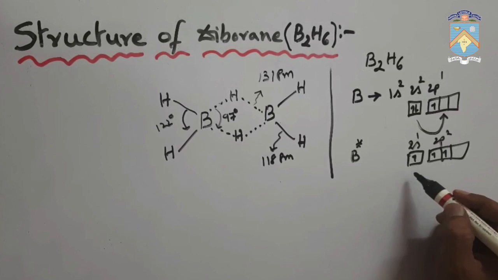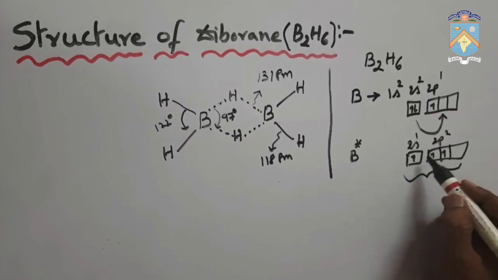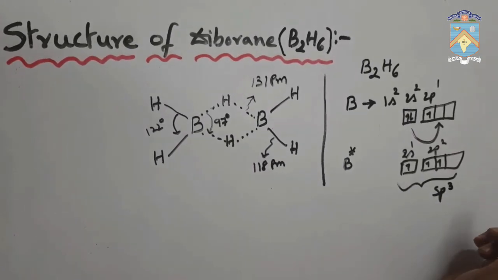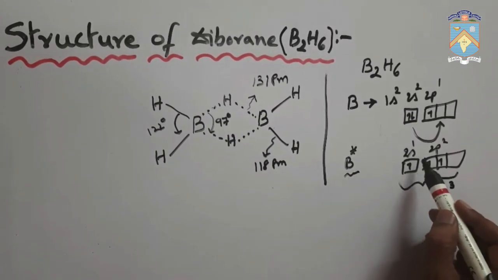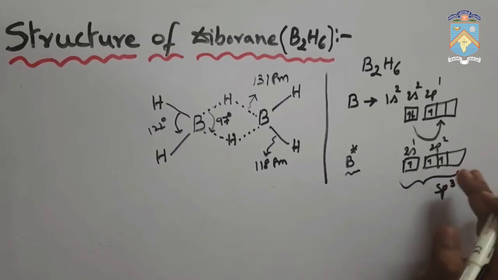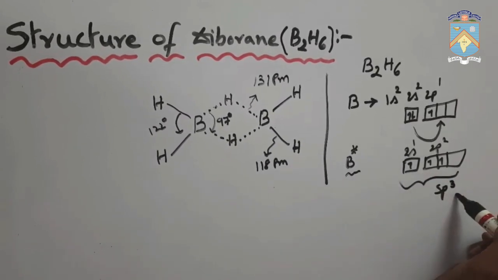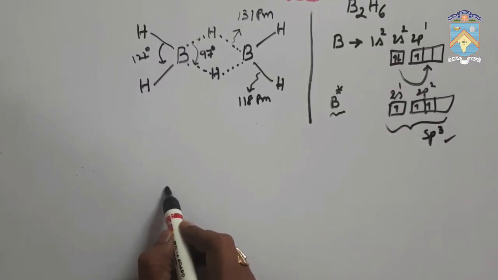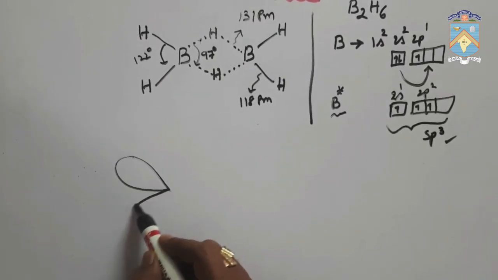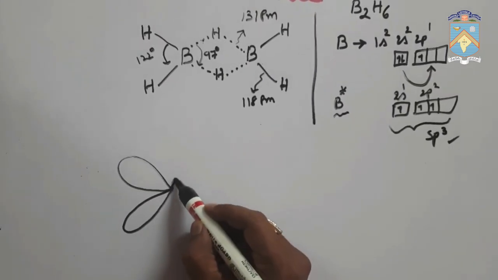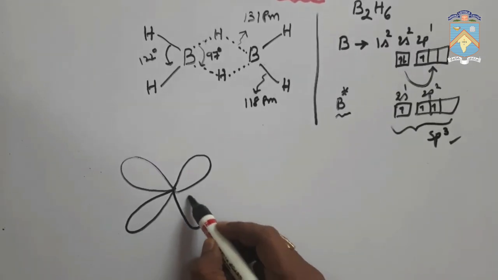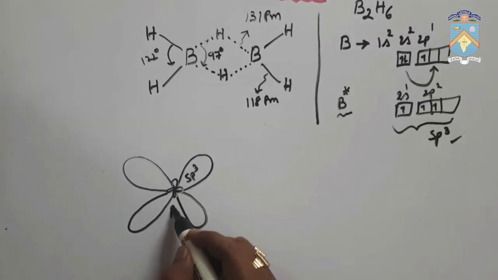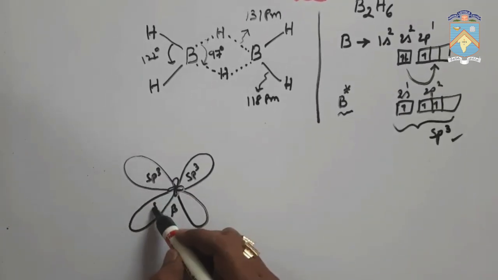Now, on each boron, one 2s orbital and 3 2p orbitals will undergo sp3 hybridization. Very, very important. So on each boron, one 2s orbital and 3 2p orbitals, totally 4 orbitals are undergoing sp3 hybridization. So on each boron, we are getting 4 identical sp3 hybrid orbitals like this. So these are the 4 identical sp3 hybrid orbitals on each boron, sp3, sp3, sp3.